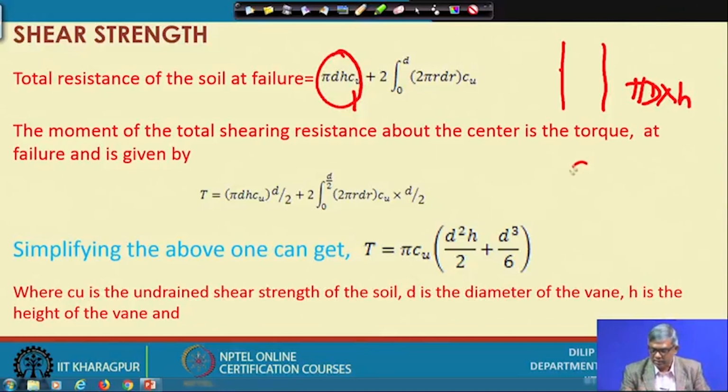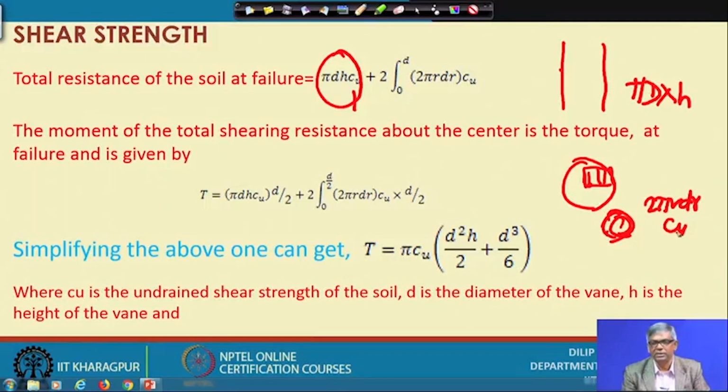Similarly, in the circular area, if I consider uniform pressure throughout, and then at a radial distance r I consider an annular area, its area will be 2 pi r dr. If I multiply by Cu, then it becomes force. So 2 pi r dr into Cu becomes the force, and r is varying from 0 to d.